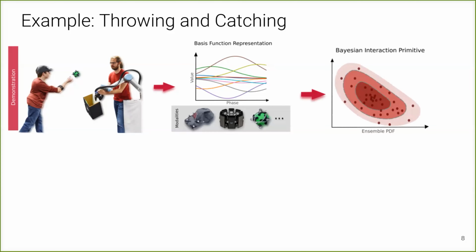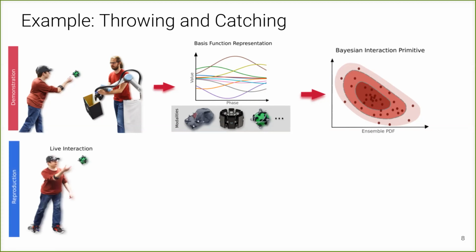And so now we come to the actual Bayesian interaction primitive. Bayesian interaction primitives model our joint distribution as an ensemble. And in this ensemble, each one of our demonstrations is one element or particle. And so we don't really have to fit any parametric distribution. We're using here a non-parametric distribution. As a result of that, we can capture all of the multimodality and potentially awkward structure in our data set. So this is the training phase.